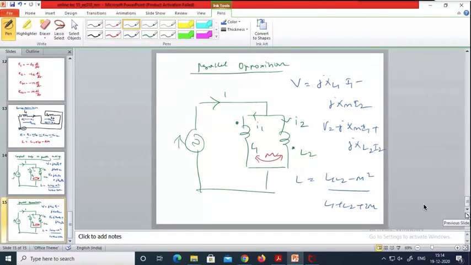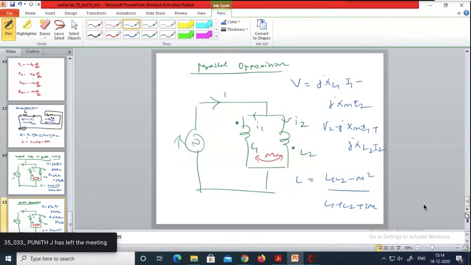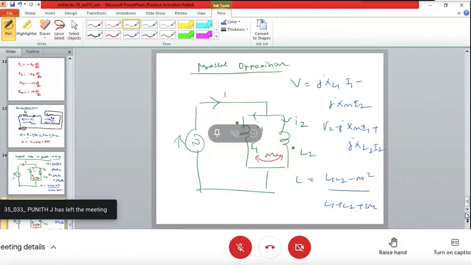Okay, so these are the concepts in the topic of coupled circuits, and in the next session we shall solve some problems and then conclude this chapter on coupled circuits. Okay, if you have any doubts, you can ask me.